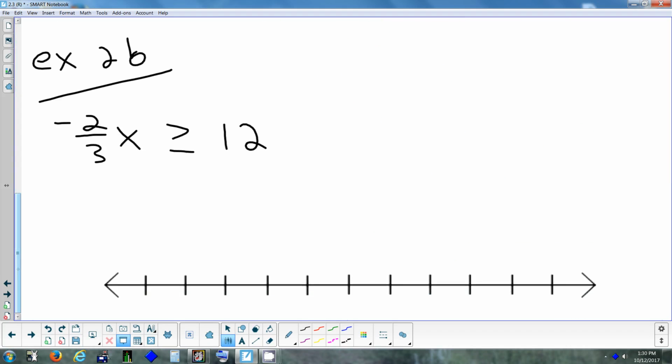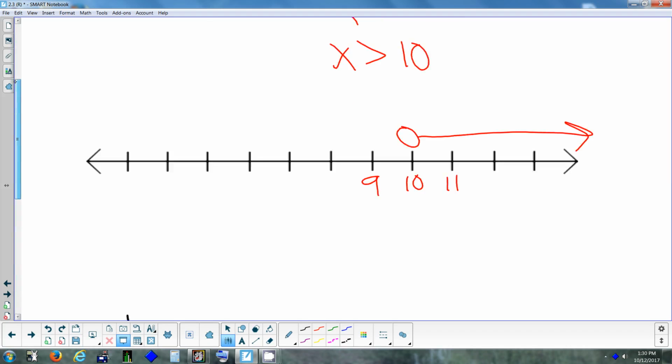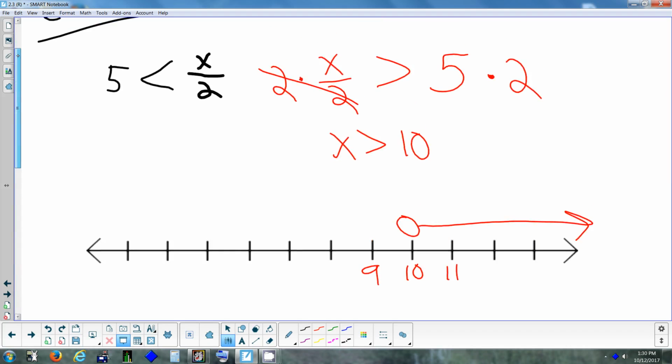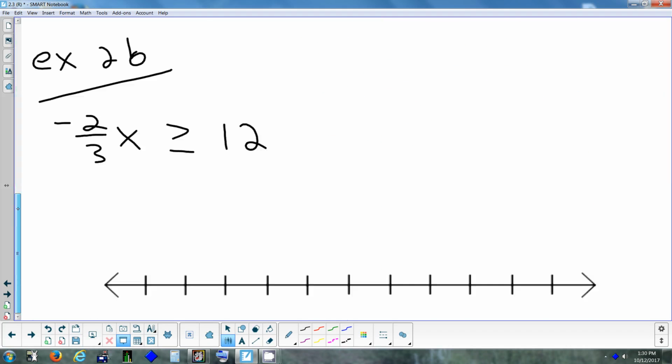Alright, so we got another one with a fraction. So, Mackenzie, when I have a fraction, just like I had in 2A, do you agree? I have a fraction down here. What operation do I need to use? Excellent. Very good. I'm going to multiply. Just on the left-hand side, Mackenzie? On both sides, right? Very good, because that keeps it balanced.